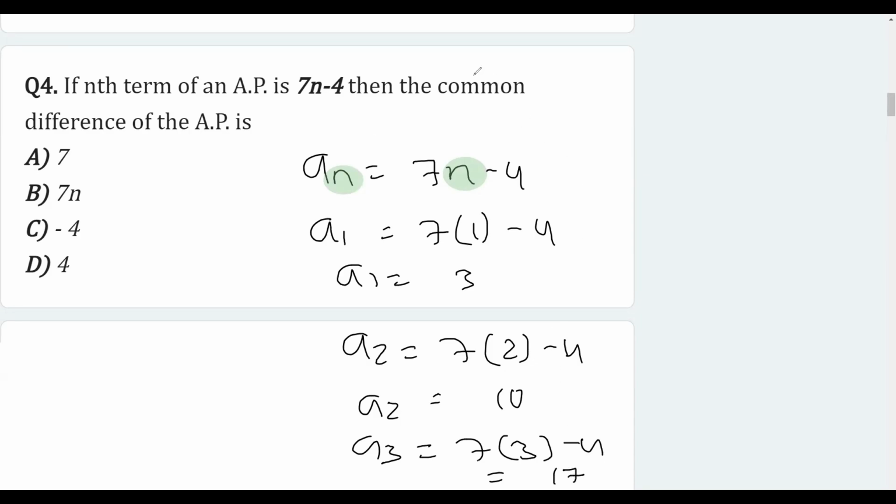So check here. We got the first term as 3. We got the second term as 10. We got the third term as 17. So clearly it's an AP with a common difference of 10 minus 3, which is equal to 7. So we'll say that option A is correct in this case.